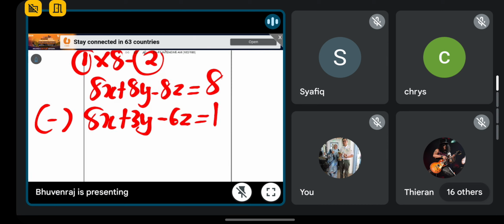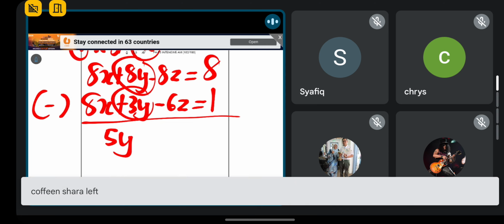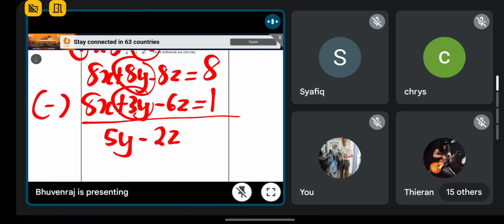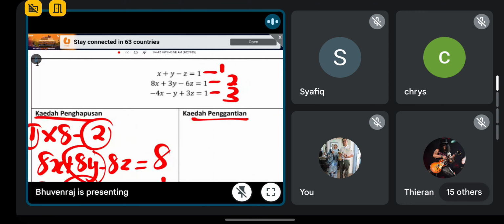Okay, jadi sekarang kamu cuba dapatkan persamaan keempat kat sini. You get your fourth equation. So 8y minus 3y, you get 5y. Yang ni hati-hati careful lah guys, because minus 8z lepas tu tolak-tolak. Tolak-tolak jadi tambah. Okay, minus means you must write plus. Means you will get minus 2z. 8, negative 8 plus 6. And then this one you will get 7. So yang ni kamu label sebagai persamaan keempat. Your fourth equation.